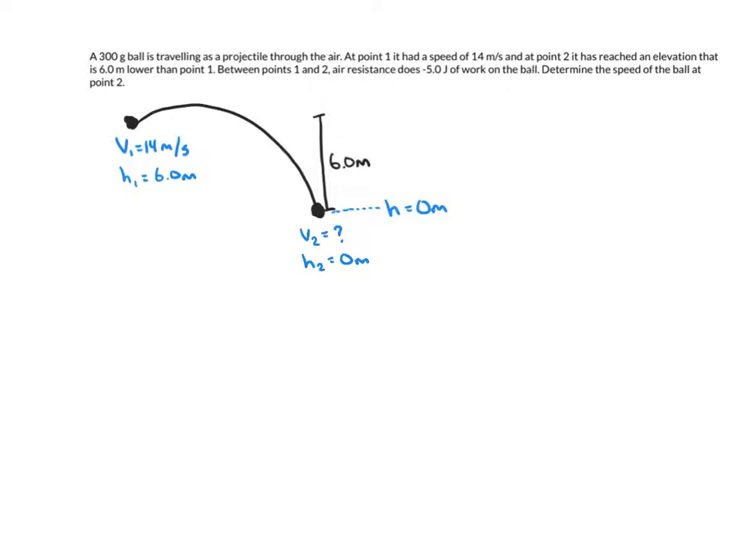Now, along the way, it says that air resistance did negative 5 joules of work on the ball. So I'm going to label that with W and C. I could label that with W air as well if I wanted to, but I want you to get used to the term non-conservative force. Air resistance is a non-conservative force, and the work done by that force is negative 5 joules.